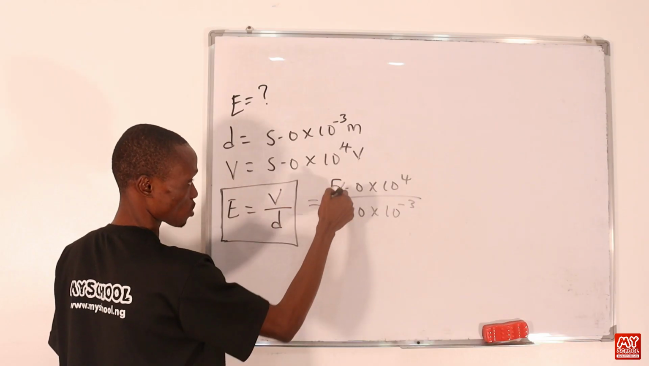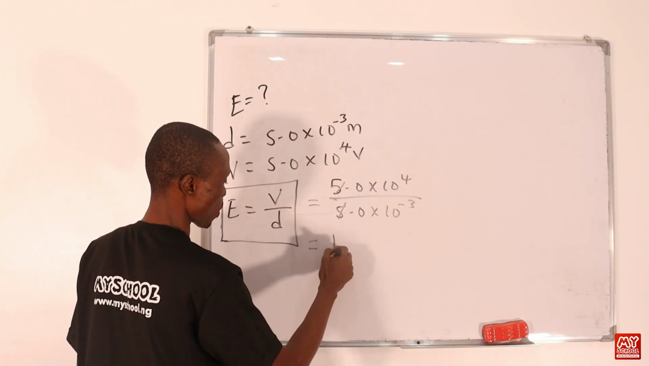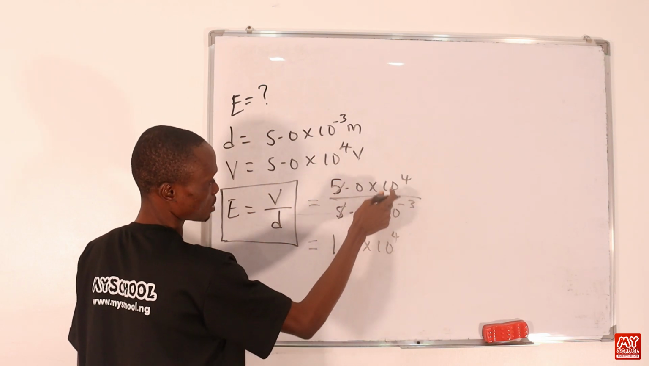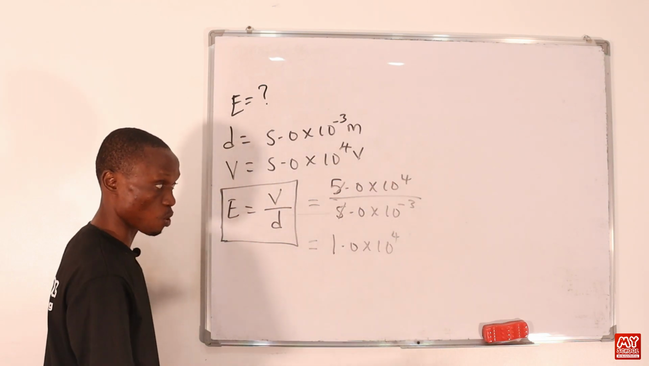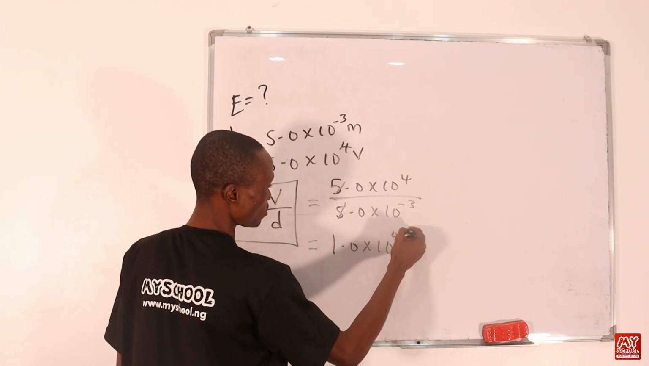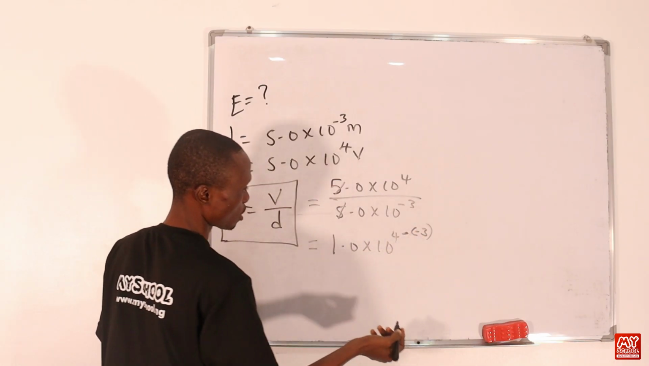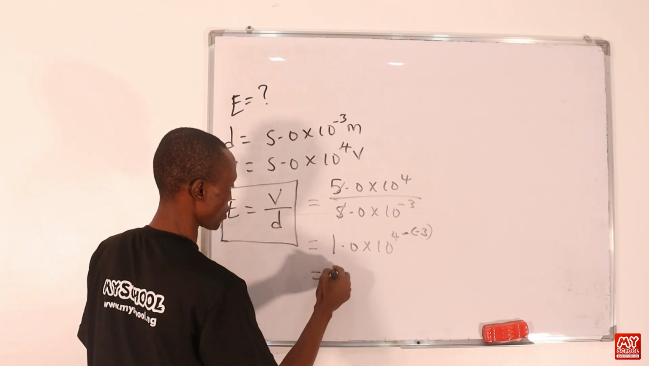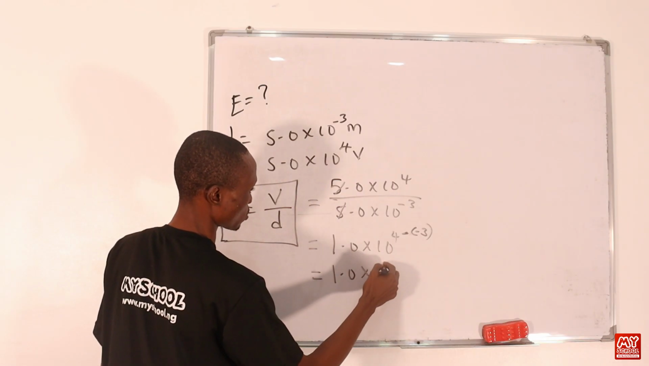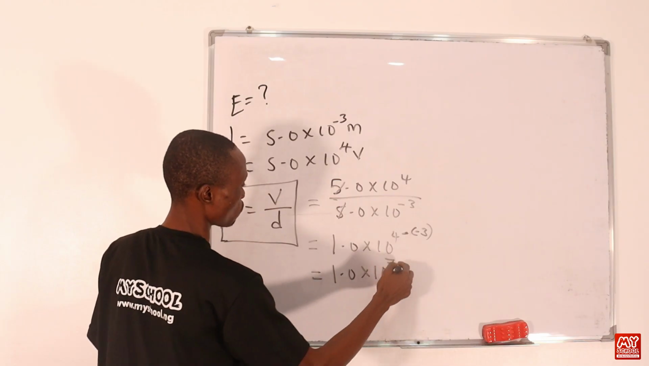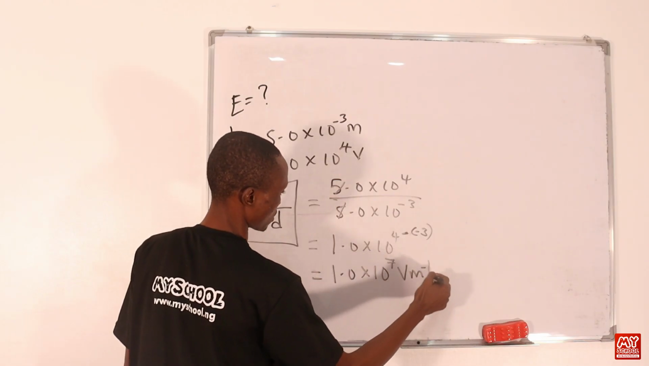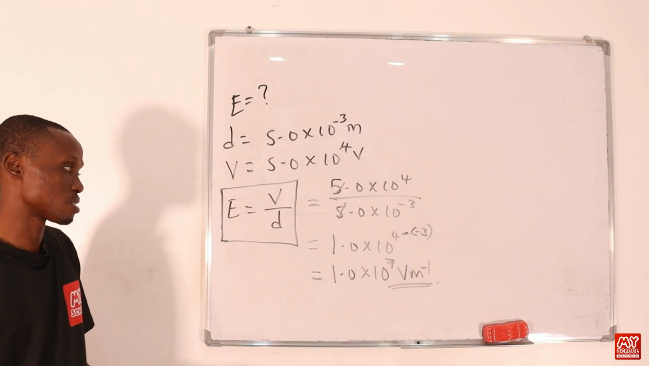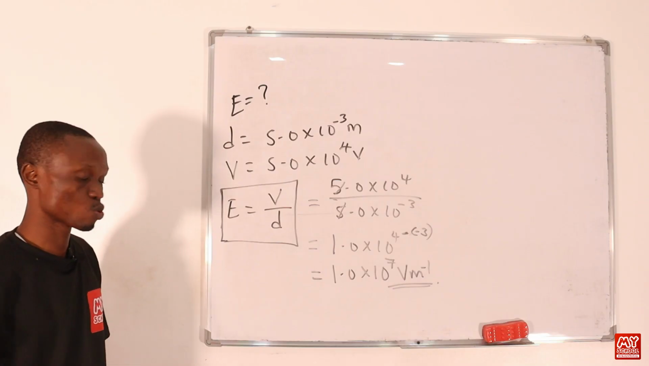So 5 will cancel out 5, so that we'll be having 1.0 times 10 raised to power 4. Then here for the 10 raised to powers, we just apply the law of indices. So here we'll be having minus minus 3, so minus will automatically change to plus. So that we'll be having 1.0 times 10 raised to power 7 volts per meter. So this is the value of the electric field intensity between the two plates.